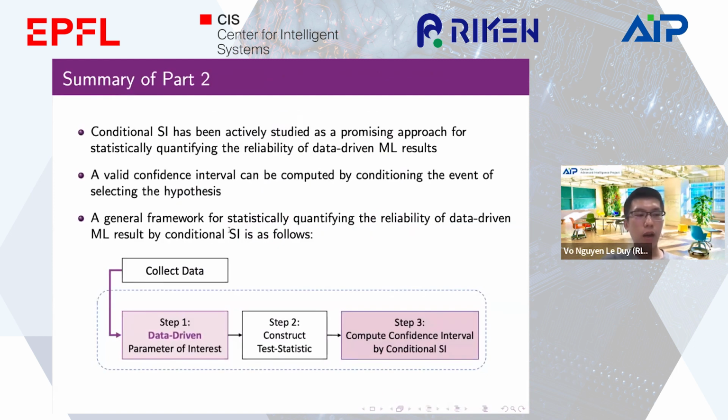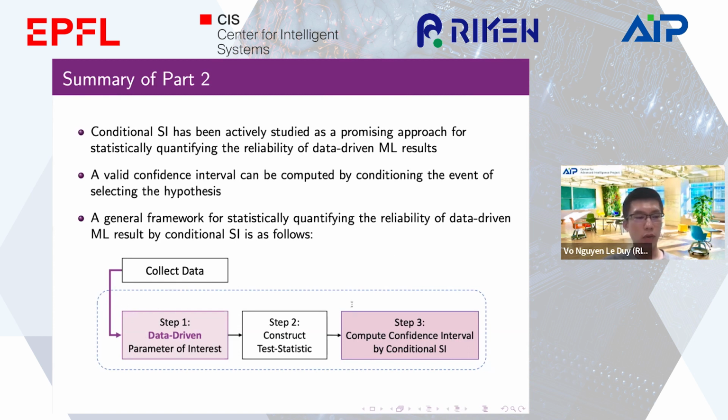So up to now, I've presented the main concept of selective inference. Here is a summary of part 2. Selective inference has been actively studied as a promising approach for statistically quantifying the reliability of data-driven machine learning results. A valid confidence interval can be computed by conditioning on the event that the parameter of interest is selected. In other words, by conditioning on the selection event, the exact sampling distribution of the parameter of interest can be analytically identified.